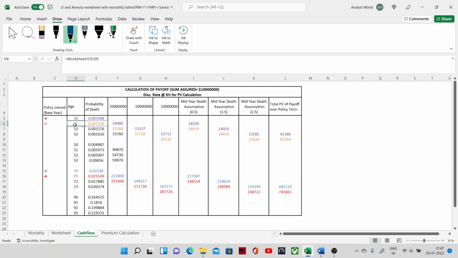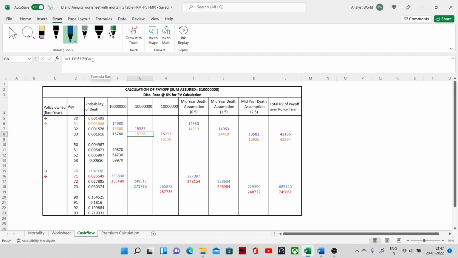Similarly, we did the exercise for the base year. Now, this 30th year is also called the base year. Similarly, we did the exercise for a person who is 31 years old. So the 31-year-old has a probability of dying in the next year of 0.001536, and the expected payoff as far as the insurance company is concerned is $15,360 in the first year, $15,736 in the second year.